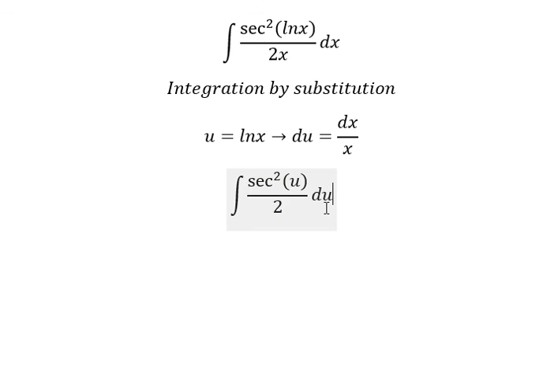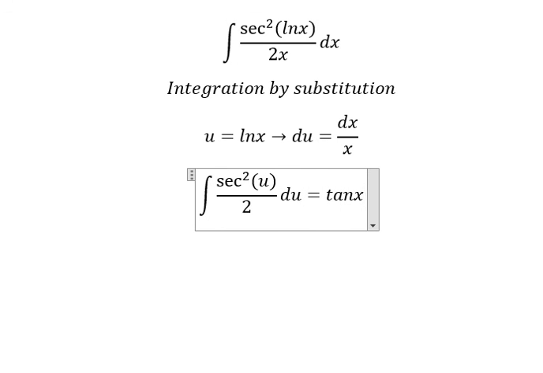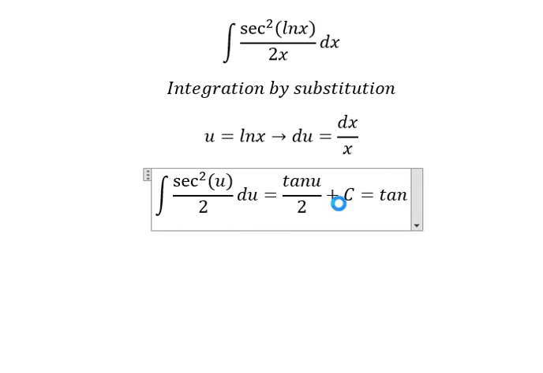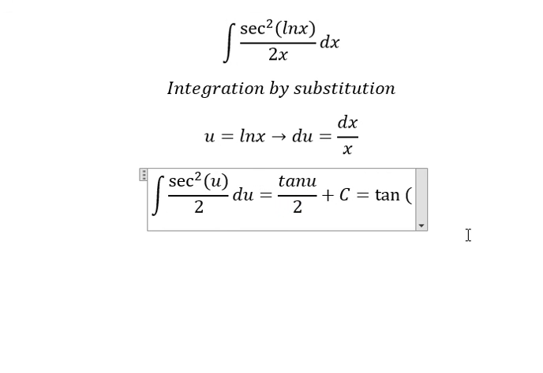The integration of secant squared of u, you get tan u over 2. And we put plus c. Then u is ln(s).